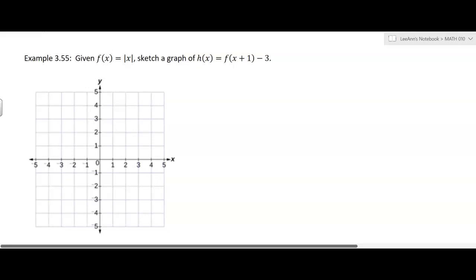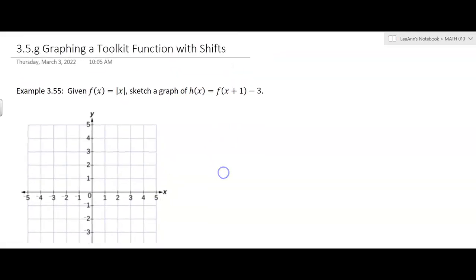Okay, so once we get our mind wrapped around the transformations, and so far we've only done two, vertical shifts and horizontal shifts, but once we understand those, the transformations should make our graphing easier, actually. Okay, so in this problem, oh, I didn't give you the title, there it is. We're going to take a toolkit function and we're going to shift it.